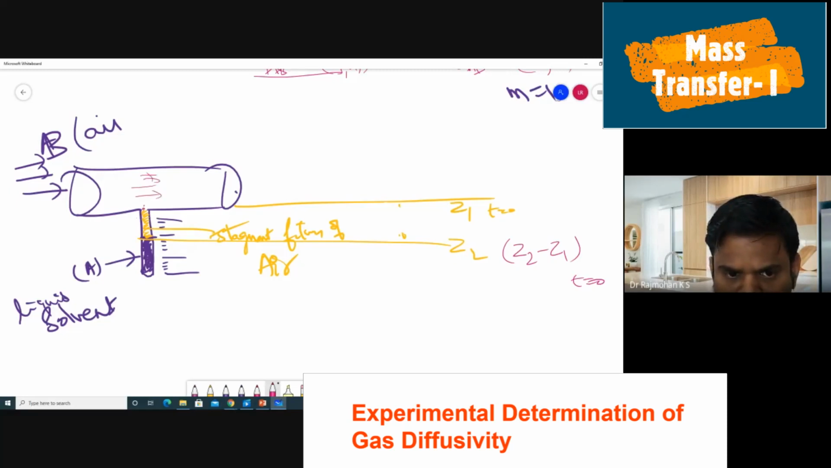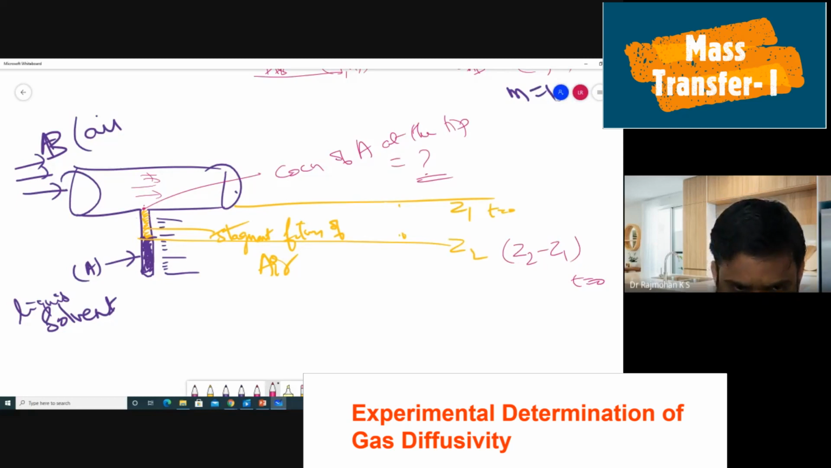So what is the concentration of A at this tip, the reference level Z1? It is equal to 0. Why 0? Because this air is blowing. Whatever A is here, the air takes it away from this point at any instant. So that way it is negligible or 0. We can take the concentration of A at the surface to be 0.